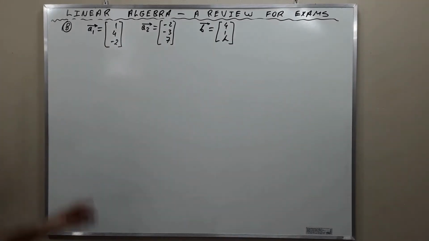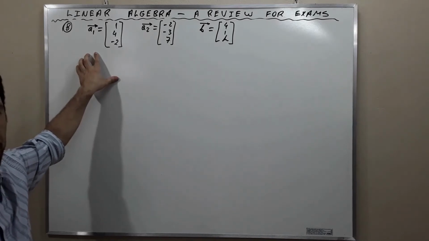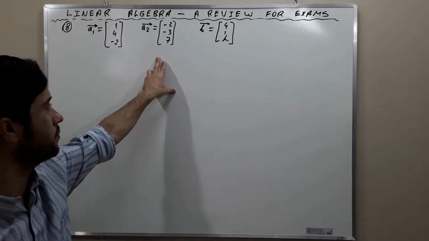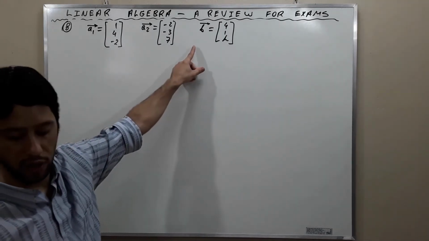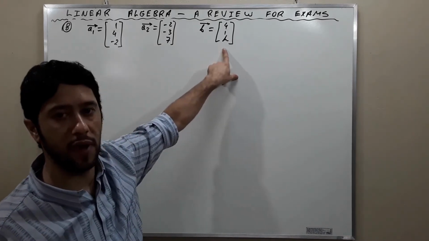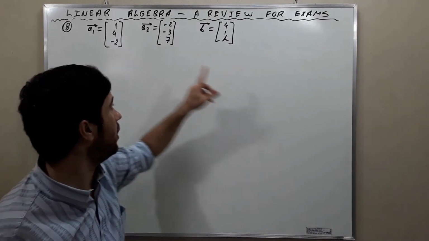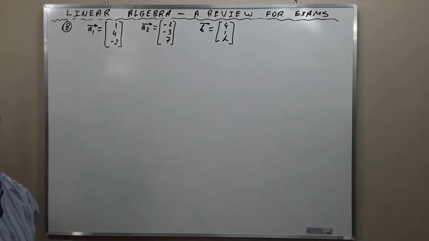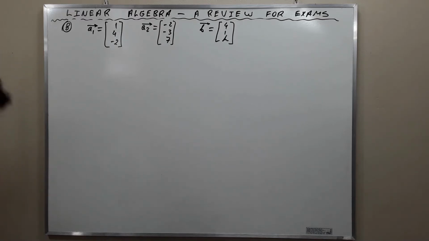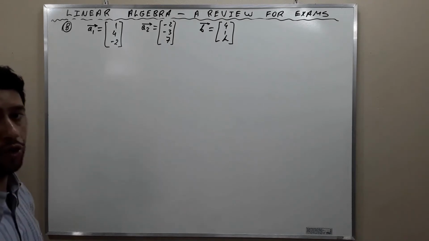Topic number 8. Let a1 be this vector and a2 be this vector here. And we want to determine the values of h that make the vector b in the span of a1 and a2. All right, for what values of h is b in the plane spanned by a1 and a2? Let's go to the solution.